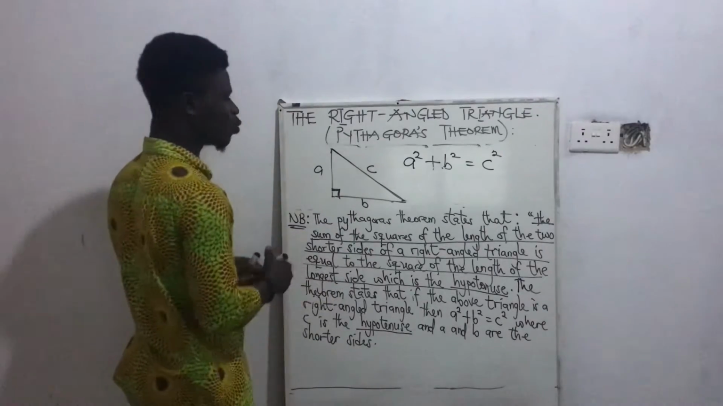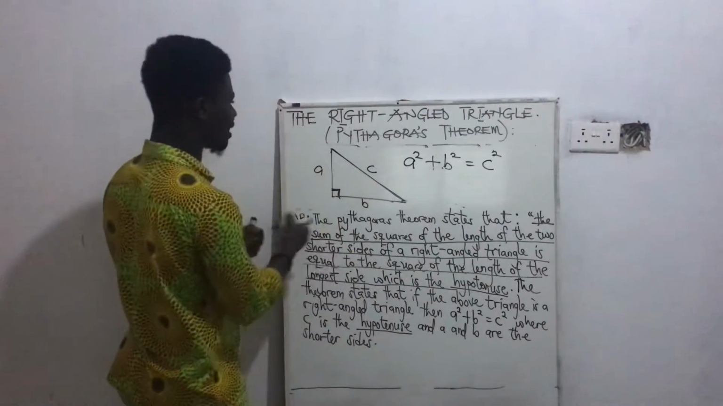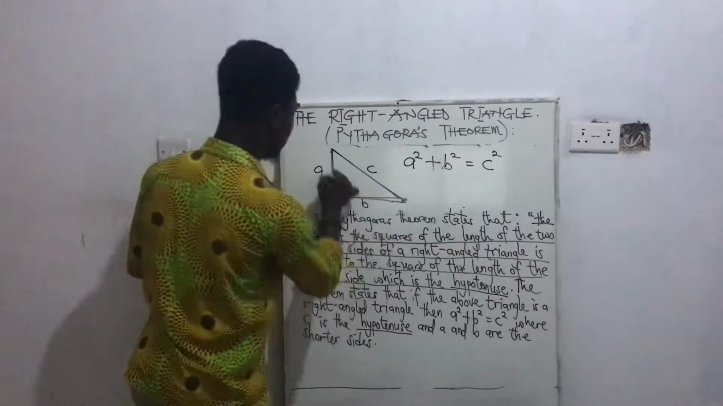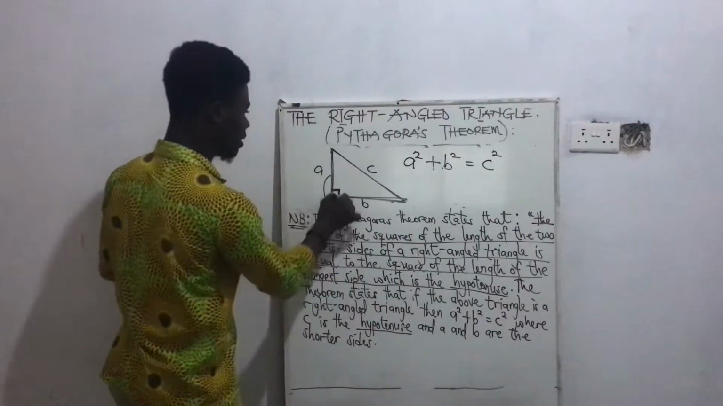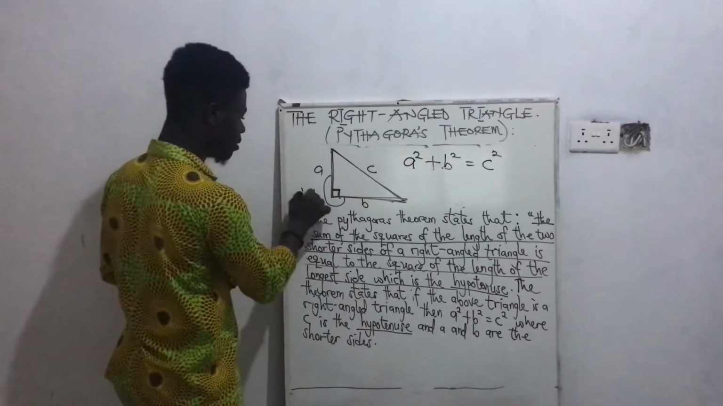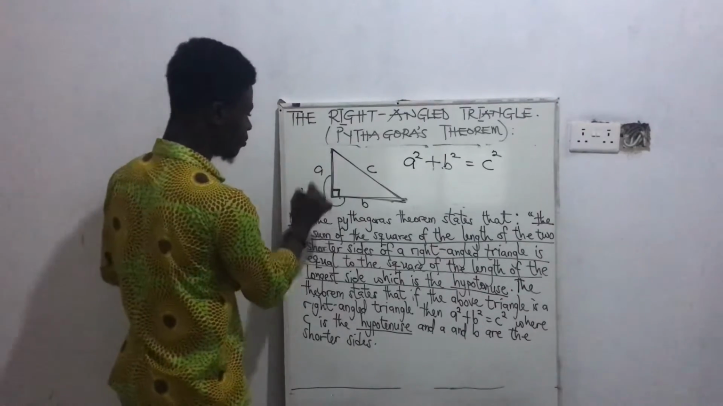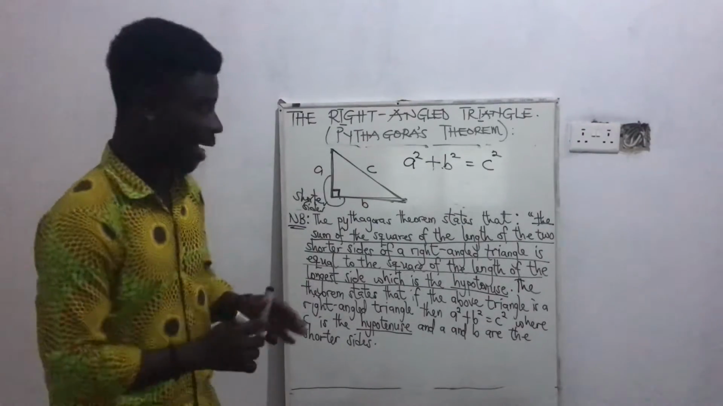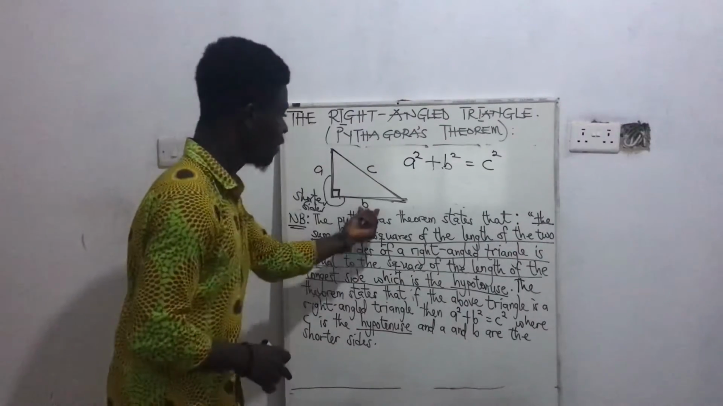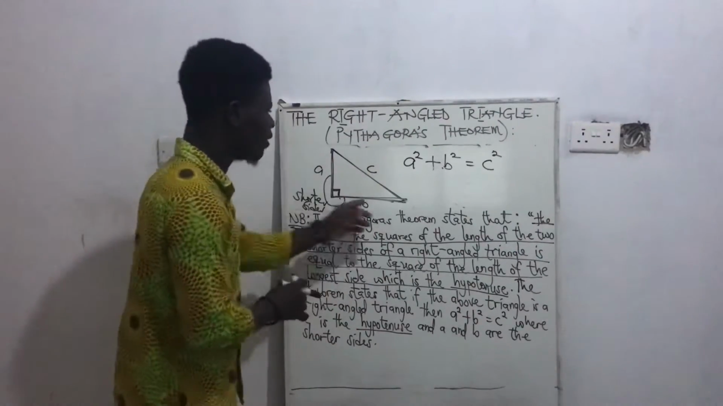It states that the sum of the squares of the length of the two shorter sides. These are the two shorter sides. So a squared, b squared, the sum of the squares.